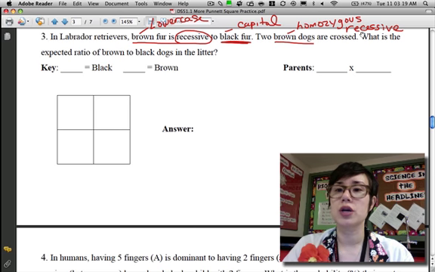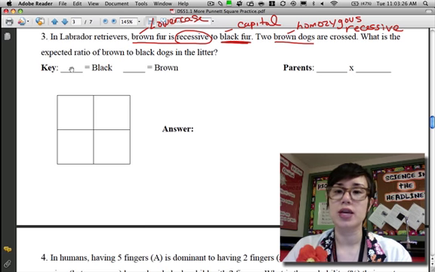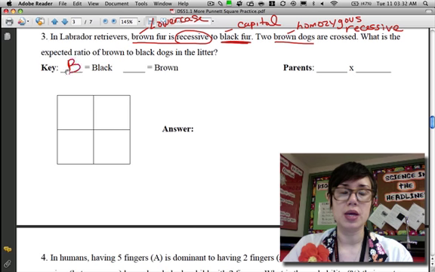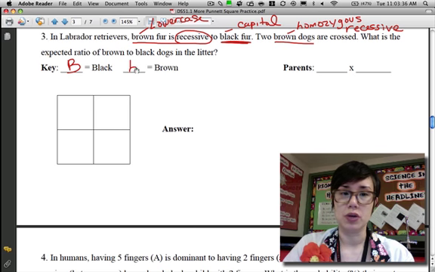Then the question goes on to ask, what is the expected ratio of brown to black dogs in the litter? Before we answer that question, let's fill in our key and then fill in our parents. Black fur in this case is going to be a capital letter. I'm going to use a big B because it's dominant. Brown fur is going to be a recessive phenotype, so I'm going to use a lowercase b.